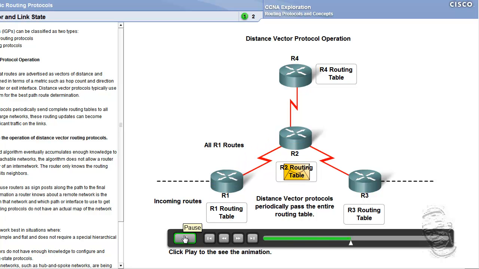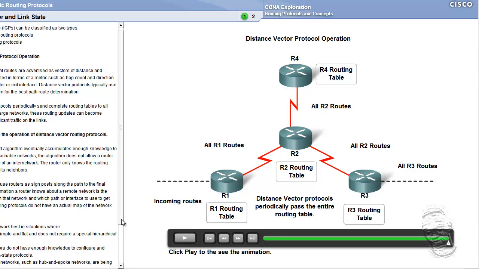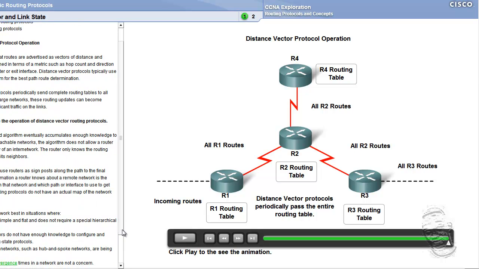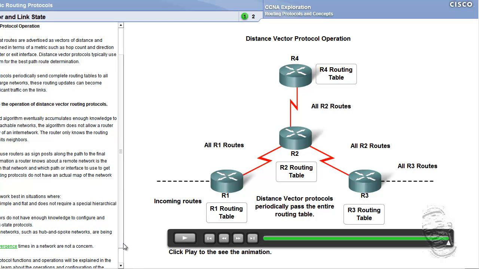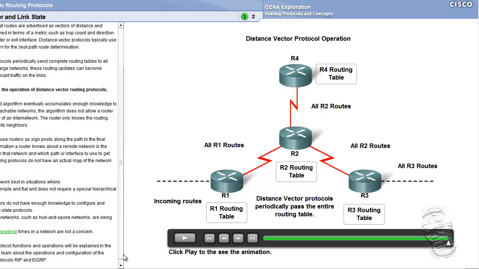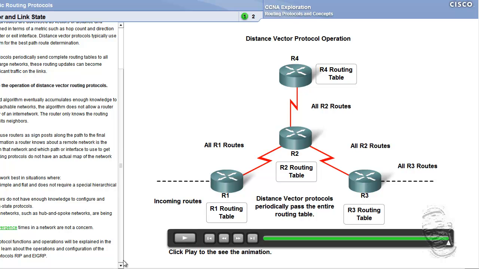Although the Bellman-Ford algorithm eventually accumulates enough knowledge to maintain a database of reachable networks, the algorithm does not allow a router to know the exact topology of an internetwork. The router only knows the routing information received from its neighbors. Distance vector protocols use routers as signposts along the path to the final destination. The only information a router knows about a remote network is the distance or metric to reach that network and which path or interface to use to get there.